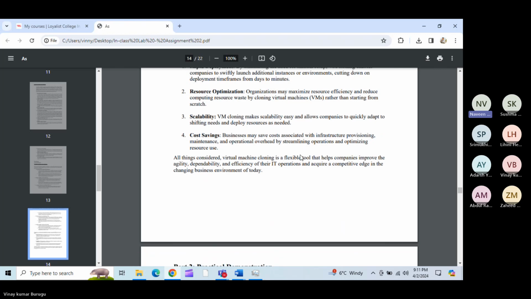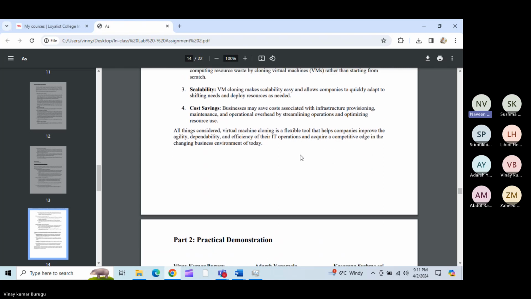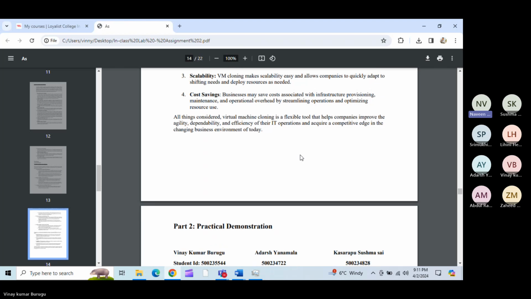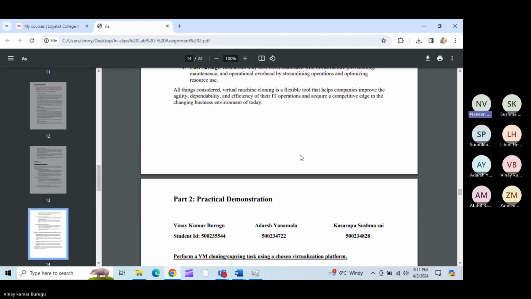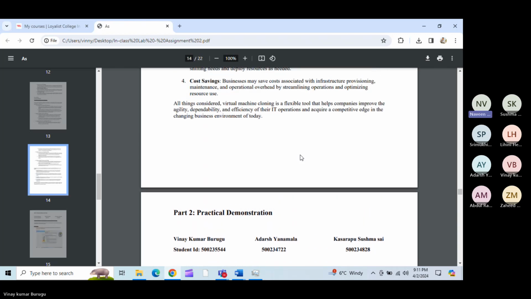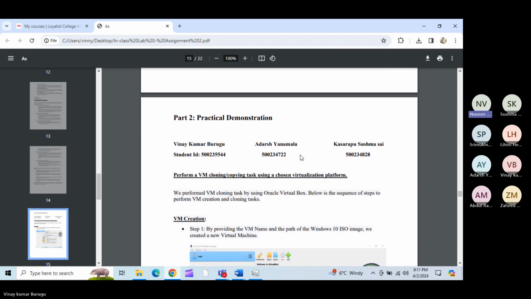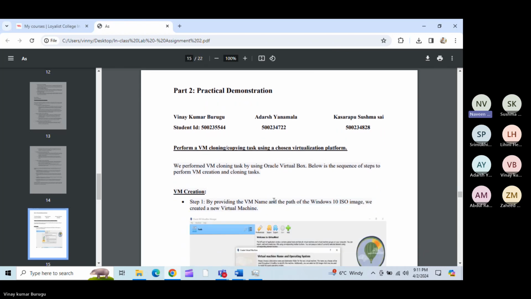And the final one is about cost savings. Cost saving is nothing but, with the help of virtual machine cloning, they can save money by reducing the cost for maintaining and managing infrastructure. These are the things which are useful with the help of virtual machine cloning. And the next part, the practical demonstration, will be explained by Vinay.